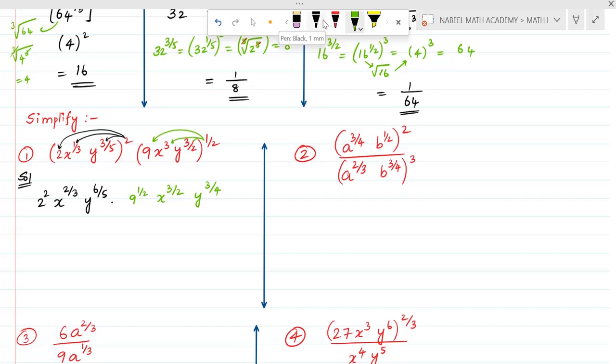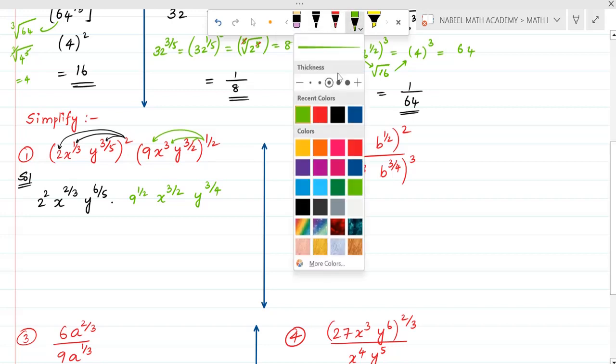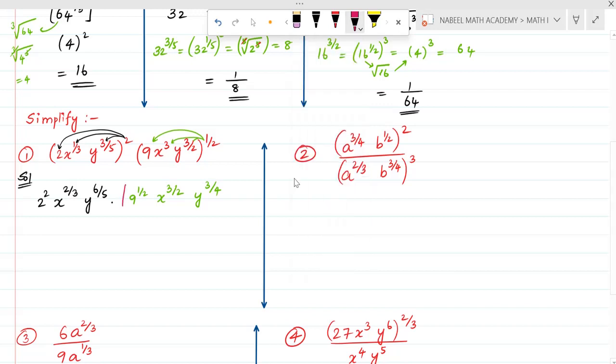Now I will simplify this part. So what is the simplification? Here, this one is equal to 3, and this part is equal to 4. So we will get x to the power 3 over 2, y to the power 6 over 5, and here x to the power 3 over 2, y to the power 3 over 4.